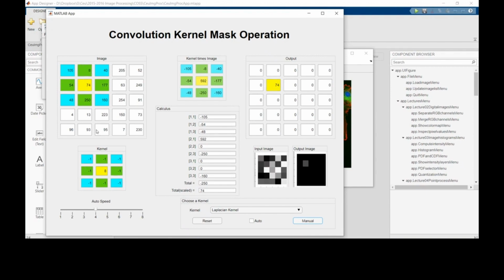To compute that pixel, I have to take that kernel, move it. I have to reflect it, but because it is symmetric, I don't see the reflection. I don't see the mirroring. But I have to multiply this value by this value, this -1 by this value, and so on. And then after the multiplication, this is what I get. And then I have to sum all those values. And then the sum is 74, and that will be the output.